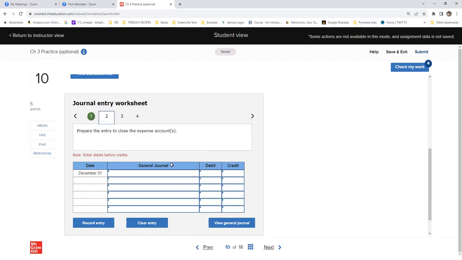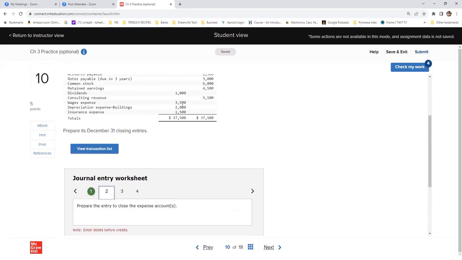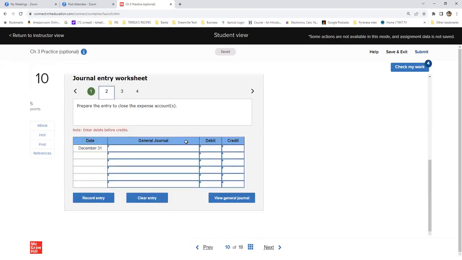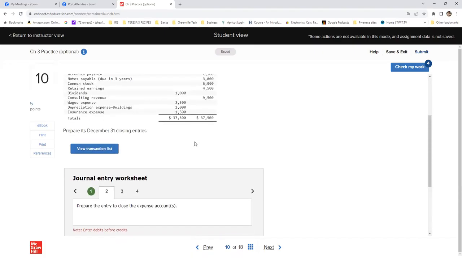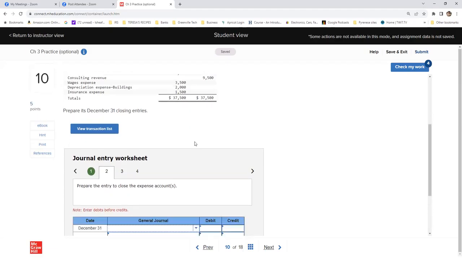So next we're going to do expenses. And I'll have to add these up. So the expenses are 60, no, they're $7,000. All right. Now we need to do them like one at a time. So let's see what we got up here. Wages, depreciation, insurance.